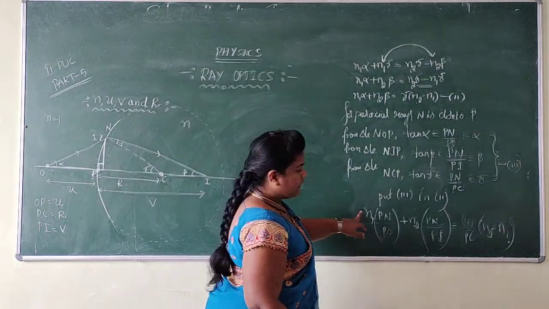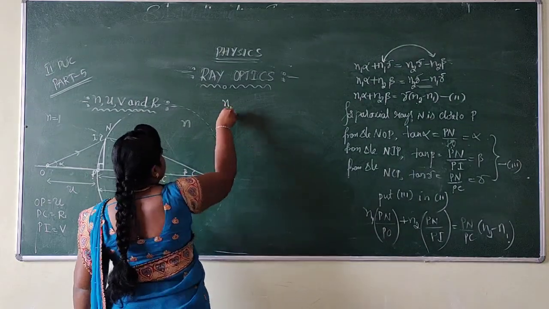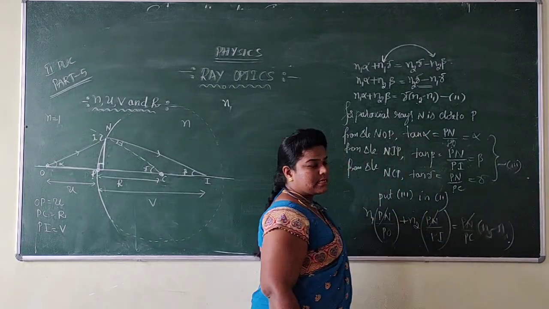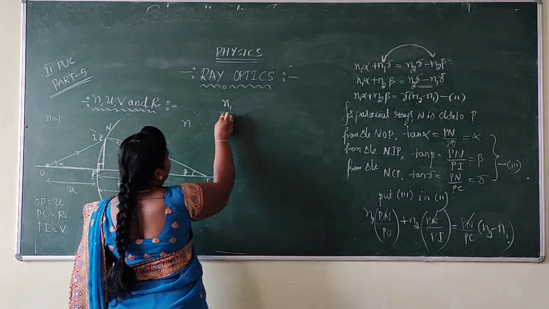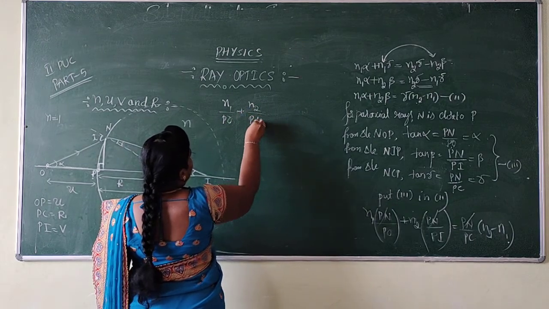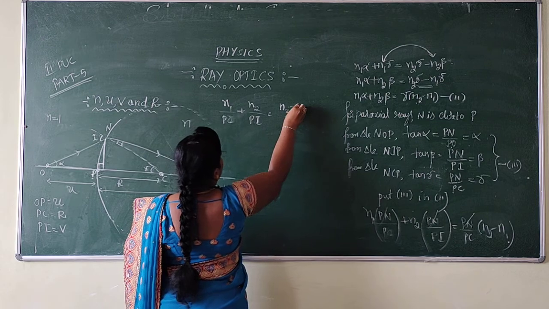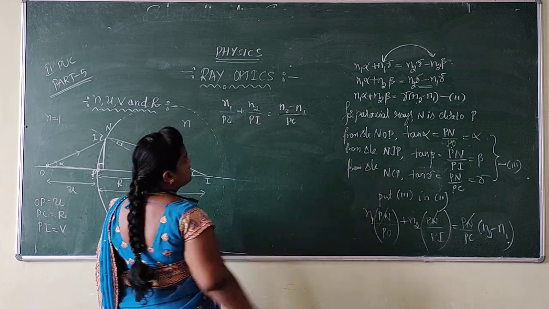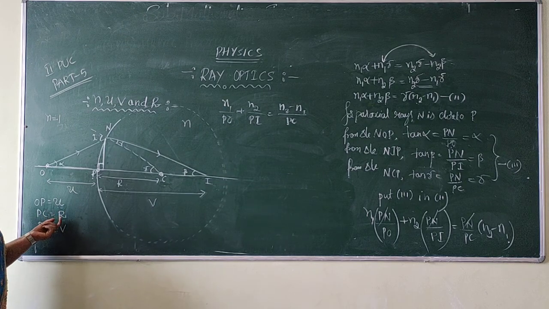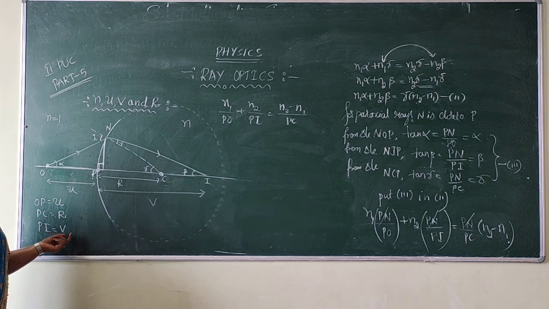Okay, here I'm continuing again. So I have N, whereas Pn is common on both the sides. So Pn I'm going to cancel. Remaining is N1 by PO plus N2 by Pi is equal to N2 minus N1 divided by Pc. What is PO? It's U. What is Pc? It's R. What is Pi? It's V.